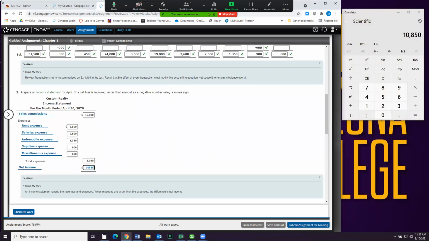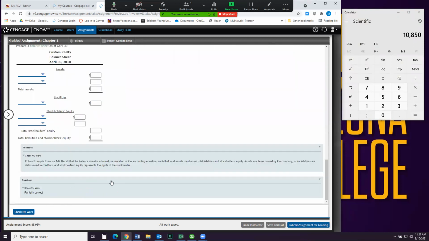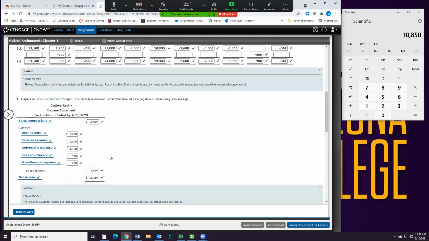is simply the revenue, money we brought in, minus the expenses. So that's the amount of money we made. If we're a business, that's what we made for the month. So I'm going to go ahead and check my work. And it looks like I got it all right.